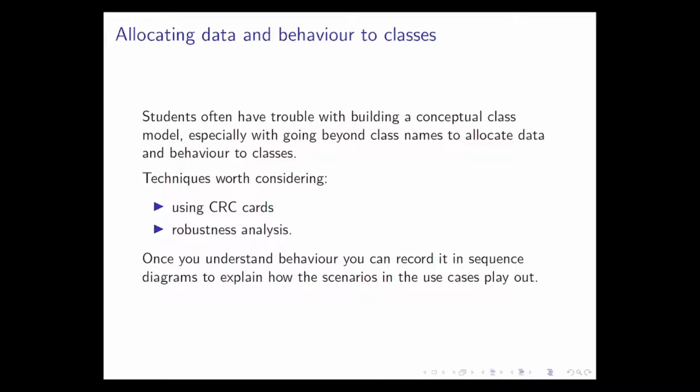Once you do understand the behaviour, which is to say how the objects of the various classes in your domain model, your conceptual class model, are going to cooperate in order to provide the required behaviour of the system, it is possible to record that behaviour in sequence diagrams in order to explain how the scenarios in the use cases actually play out. And we'll talk a little bit about why you might want to do that and some gotchas that stop you wasting a lot of effort on it towards the end.